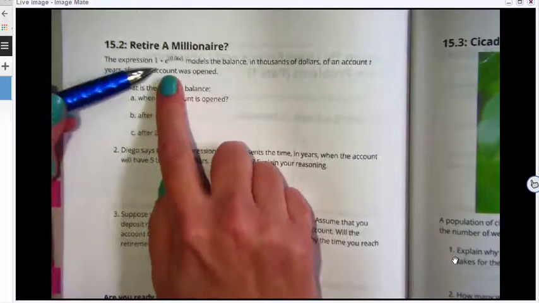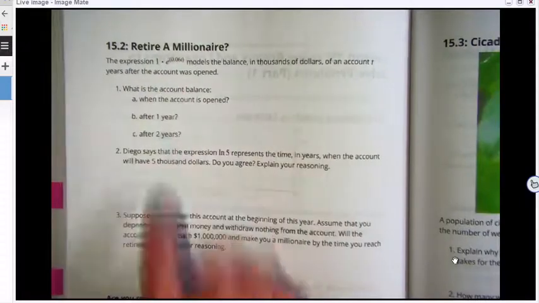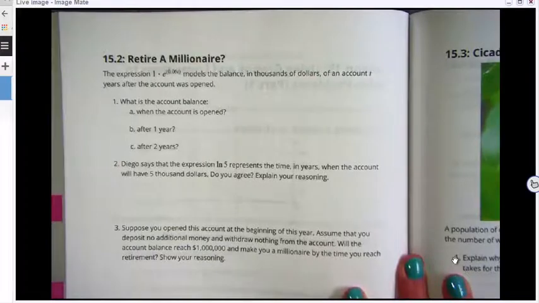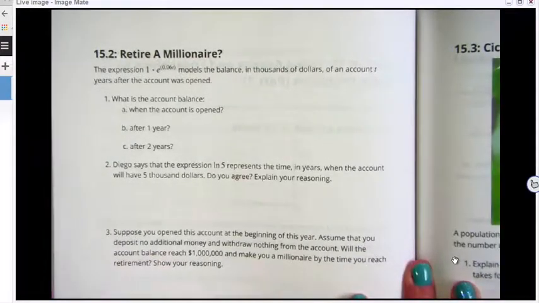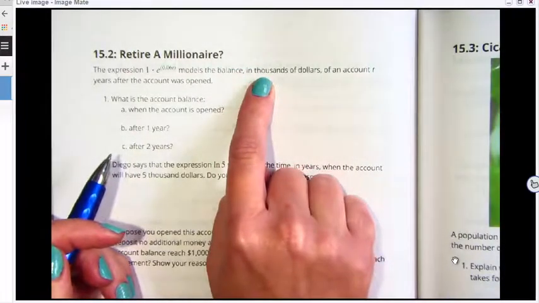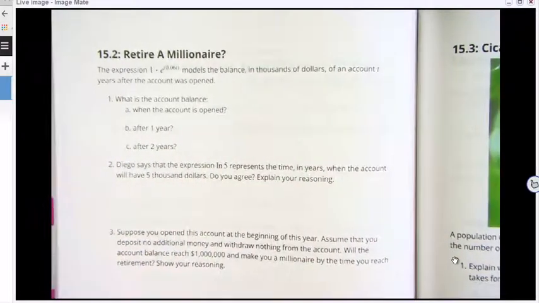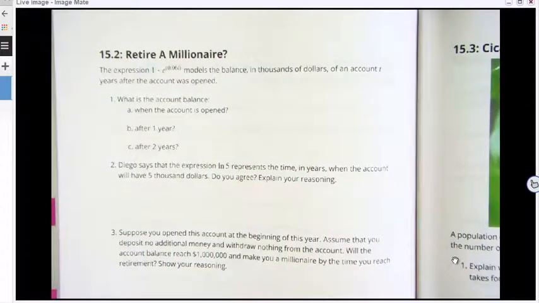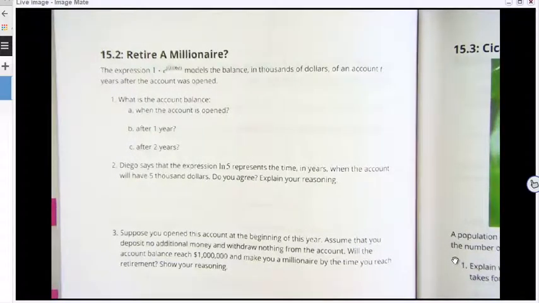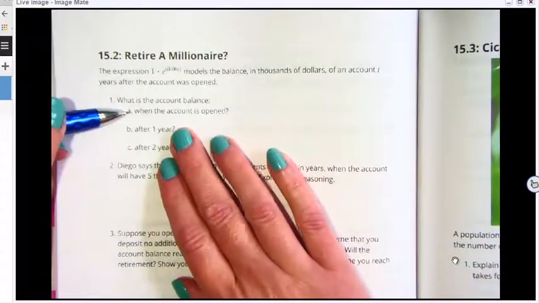The expression 1 times e raised to the 0.06t models the balance in thousands of dollars of an account t years after the account was opened. So I'm taking notice that we're getting an output of thousands of dollars. I know I'm going to be using some Desmos on this lesson, so if you want to take a moment to get a Desmos screen ready, we will be looking at that in just a couple minutes to see how we could graph this to solve it. But it asked me first to do some interpretation.